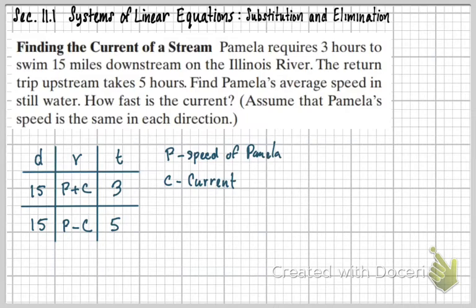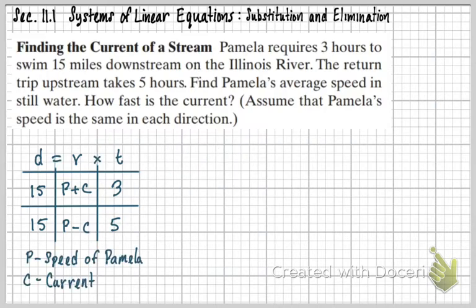So now I have to set up my 2 equations. Now remember how that formula was. So this is going to be 15 equals, and I'm not going to multiply this out, I just want to write it so I want you to see this. 3 times P plus C. And then the other equation is going to be 15 equals 5 times P minus C.